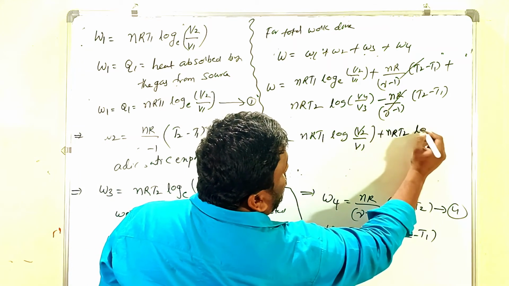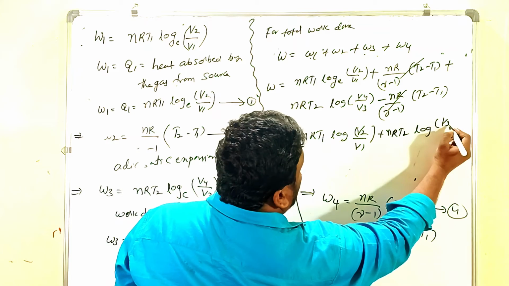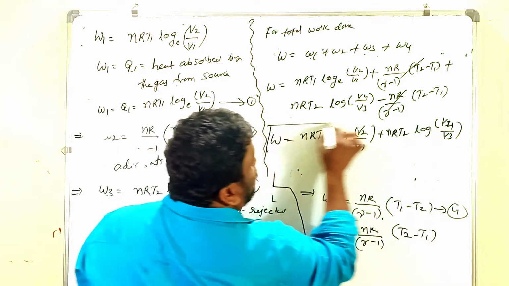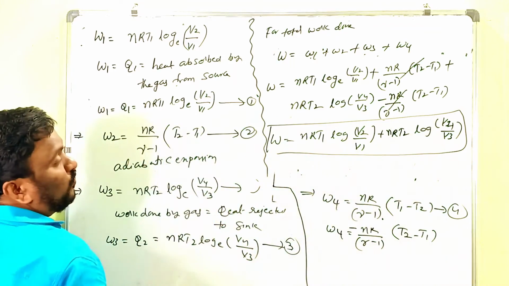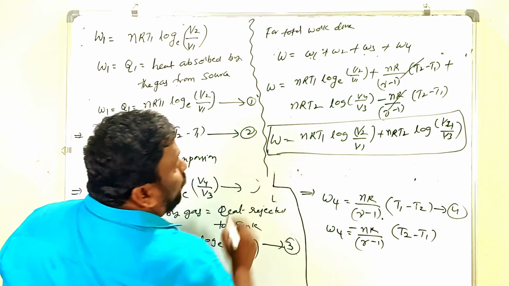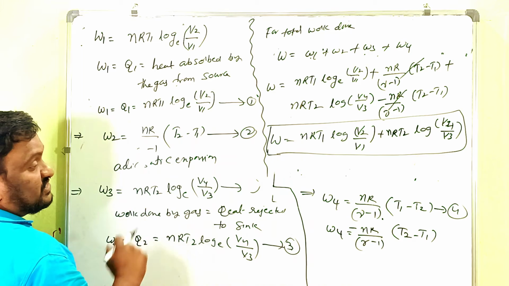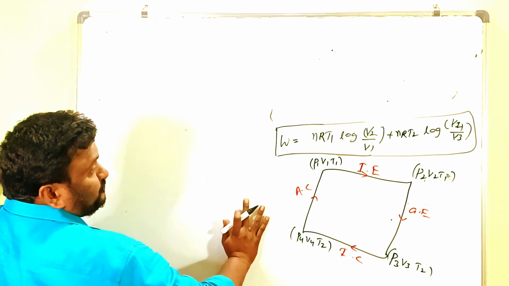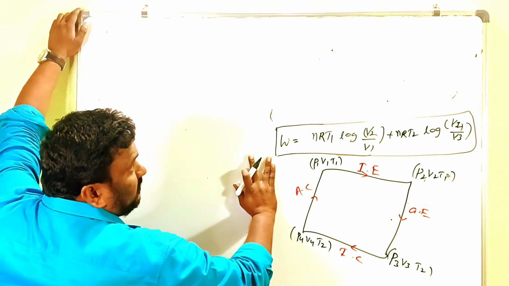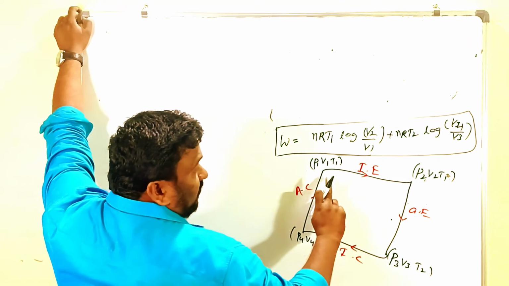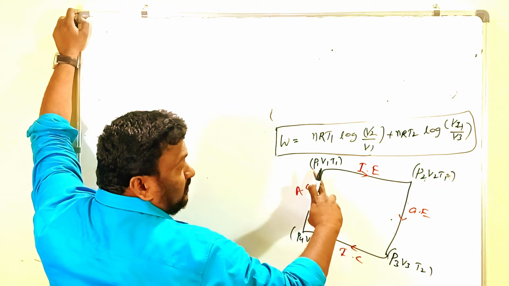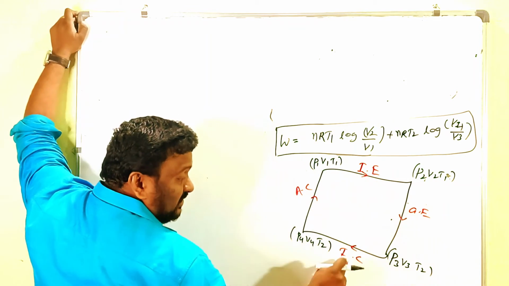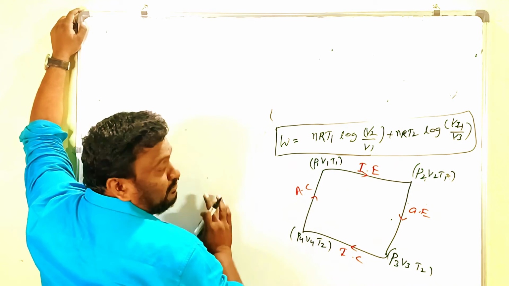nRT2 log of V4 by V3. This is the total work done, children. So now we want to find out the efficiency of Carnot engine. Let's go for that. Here, this is the total work done, and now already we have an idea about this: isothermal expansion, adiabatic expansion, isothermal compression, adiabatic compression.